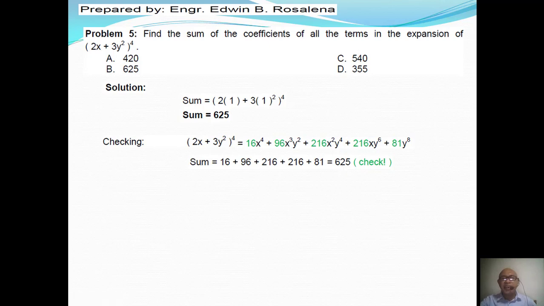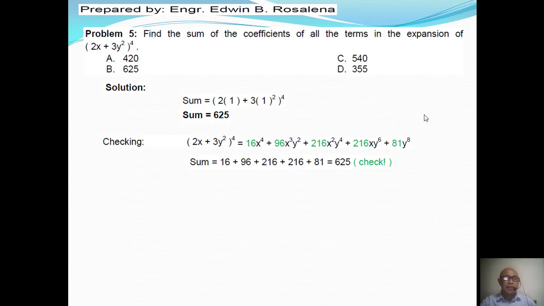Okay? So, again, by using this way of answering, the sum of the coefficients of the terms can be obtained without expanding all the terms. And paano natin gagawin yan? Simply substitute 1 to all the variables and then evaluate the binomial. Okay na yan, ha? Sige.